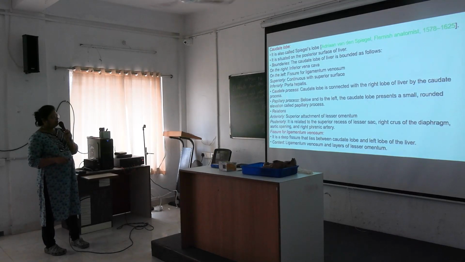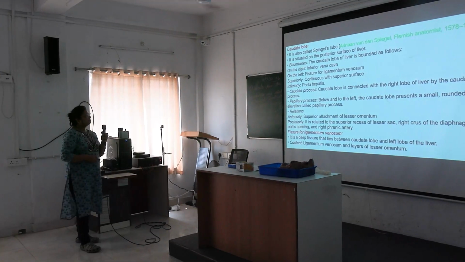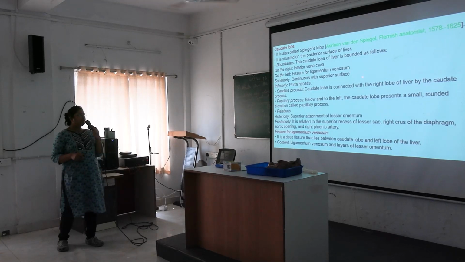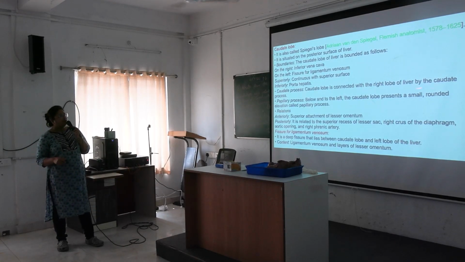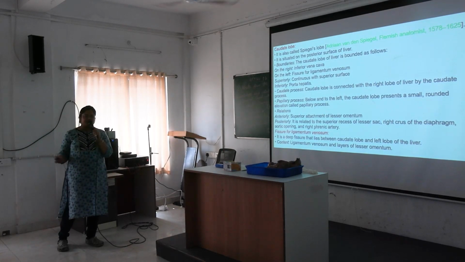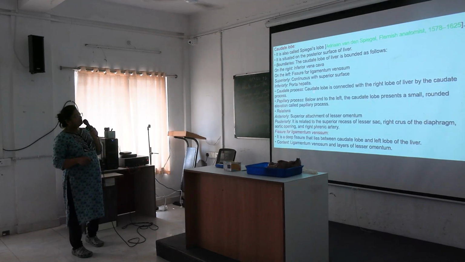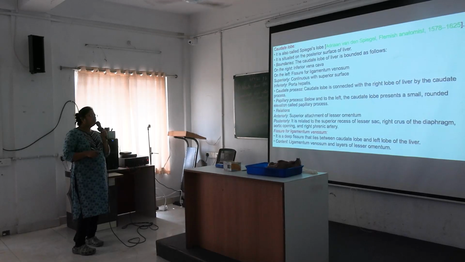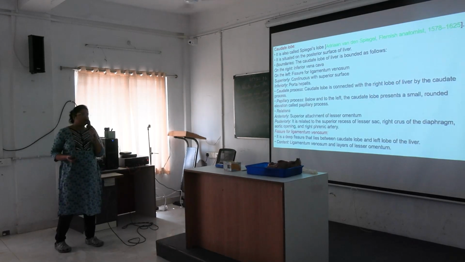Next is caudate process. Caudate lobe is connected with the right lobe of liver by the caudate process. Okay, and papillary process below and to the left. Caudate lobe presents a small rounded elevation called the papillary process.